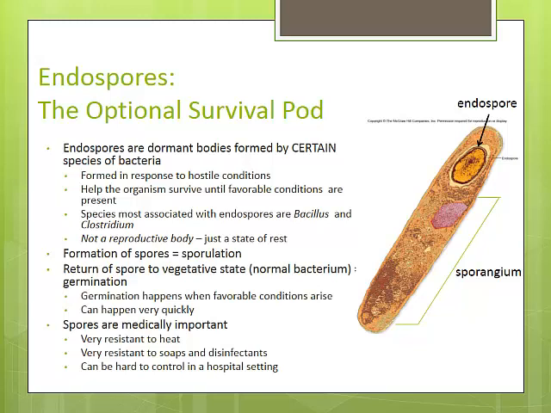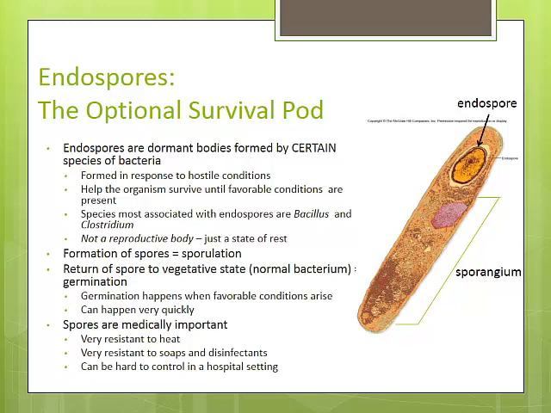Now, the formation of spores is known as sporulation, so definitely circle that. That's a good word. And then the return of the spore to the vegetative state, or the normal bacterium, is what we call germination. A normal bacterium is known as a vegetative bacterium. So spores to normal bacterium, that's called germination. Bacterium to spores, that's called sporulation. Now, germination happens when favorable conditions come up, and it can happen really quickly.